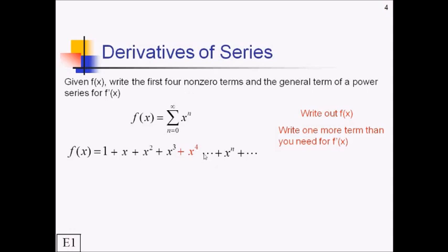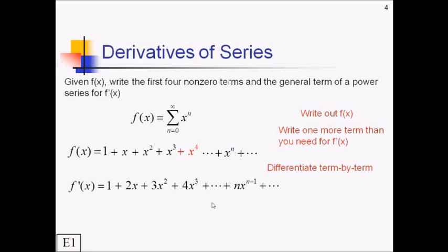Okay, all we have to do now is just differentiate term by term. Take a moment to do that. So we've got f prime of x equaling 1 plus 2x plus 3x squared. The power rule is fun, right? Plus 4x cubed. And now for the general term, this n gets treated as a constant, so we can just use the power rule on this as well. So this is just going to be n x to the n minus 1 with all the dot dot dots that go with it. So this is one way of doing it.